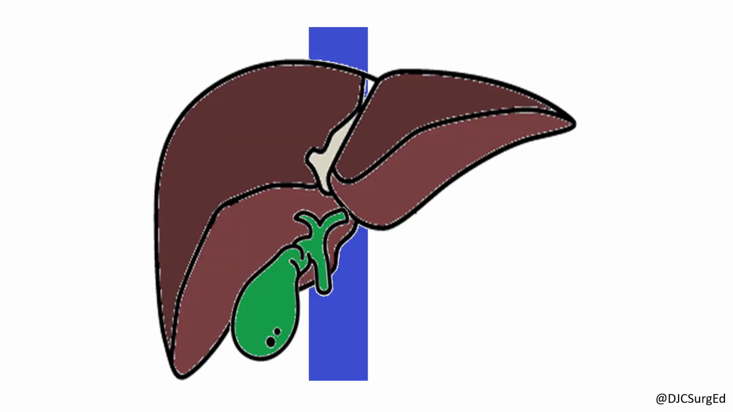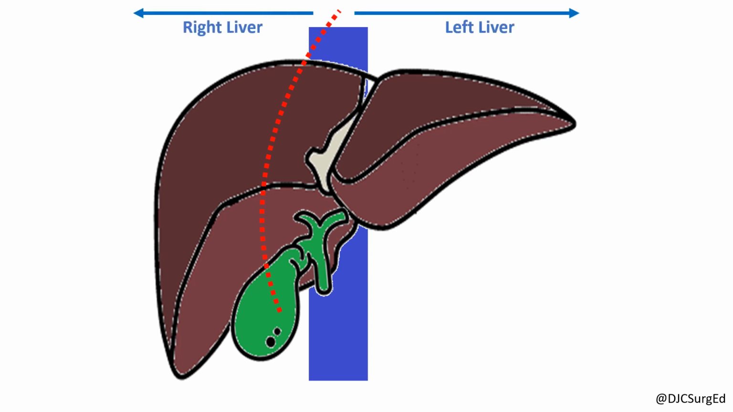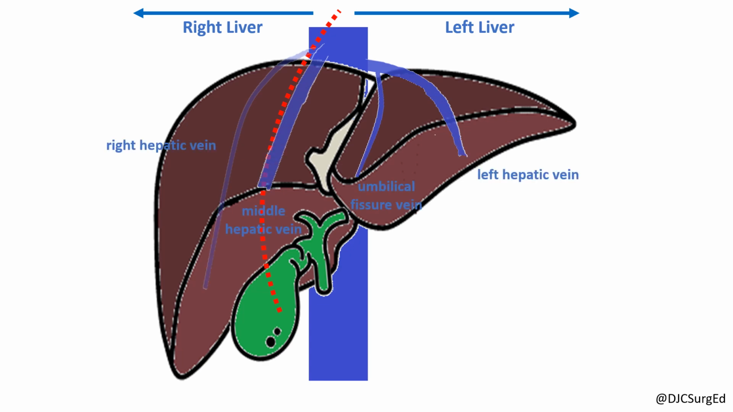The liver is divided into functional left and right lobes by Cantlie's line, a vertical plane extending from the middle of the gallbladder fossa to the IVC. The hepatic veins further divide the liver into 4 sectors, and the liver is further divided into 9 segments.